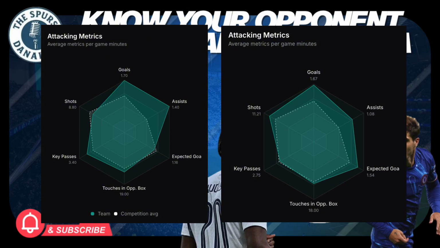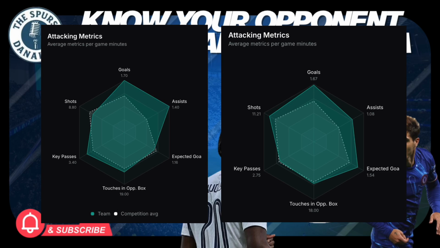Shots, Tottenham 8.80 versus Chelsea 11.21. Chelsea shoot more often. Touches in the opposition box, Tottenham 19 versus Chelsea 18. Spurs have slightly more presence in the box. Key passes, Tottenham 3.40 versus Chelsea 2.75. Spurs create more clear chance-creating passes. So what do these patterns mean for this match at the weekend?